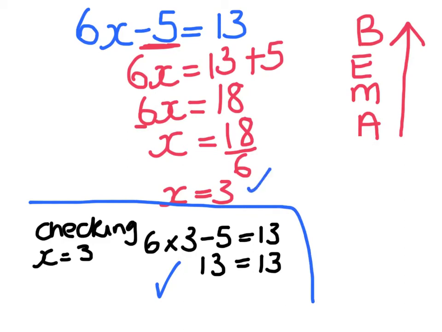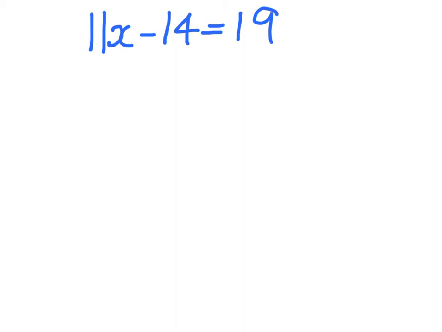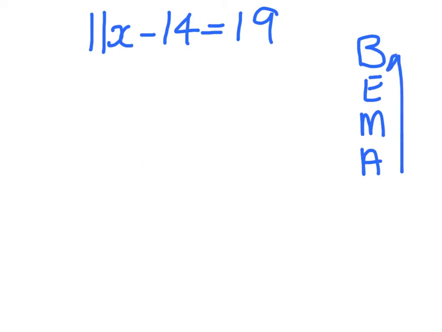Alright, one more. Give it a go, and we're going to go with 11x minus 14 equals 19. Better write this down here again for you, because remember, every time we do solving, we work in the opposite direction. Pause and give it a go, guys.